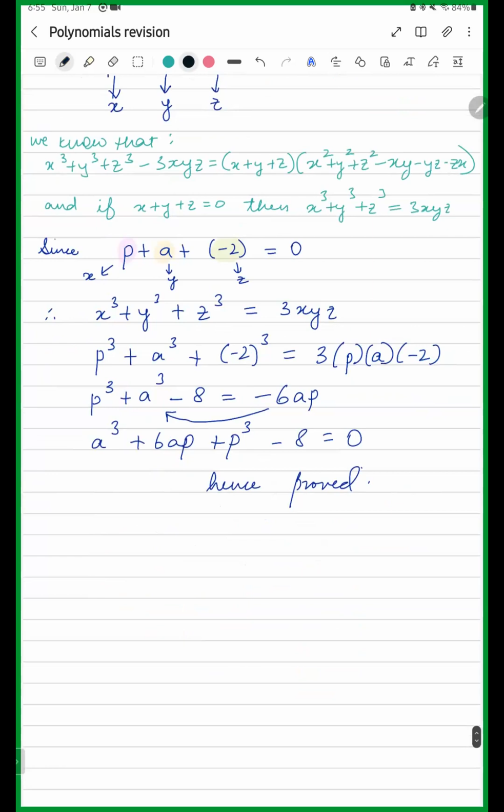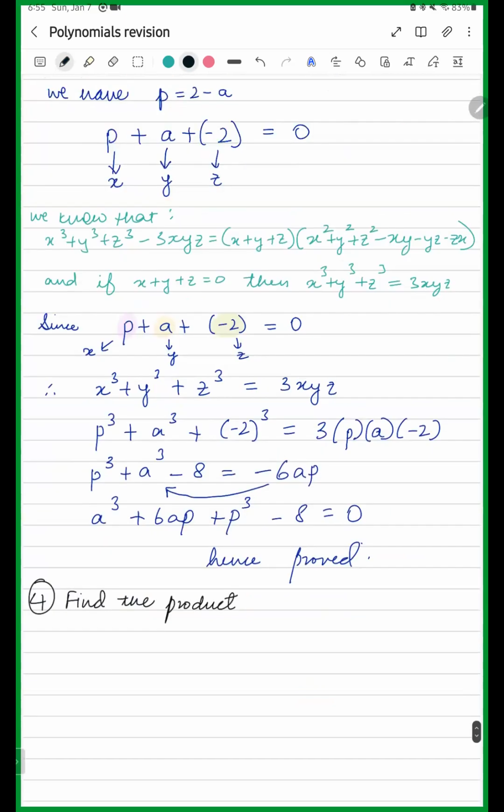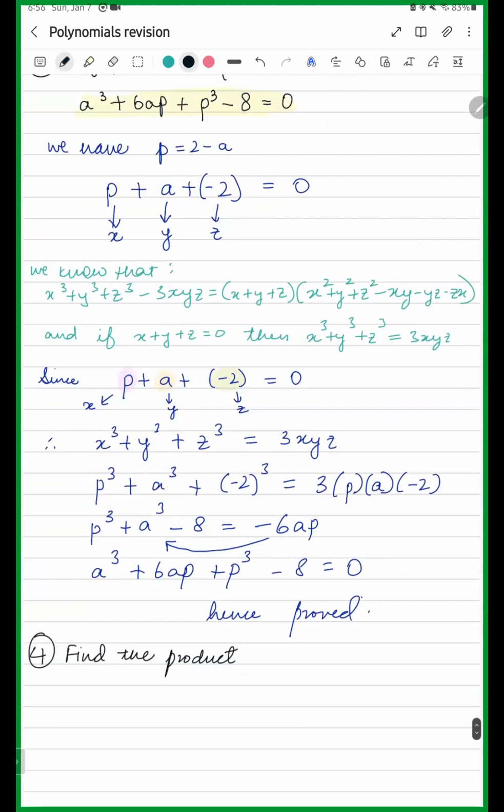Okay, next question. You have to find the product. And usually this type of question, see the question which we did over here, the third question, it will most probably be for 2 marks. This question number 4, which we're about to do, is most probably going to be for 1 mark. Okay, find the product.